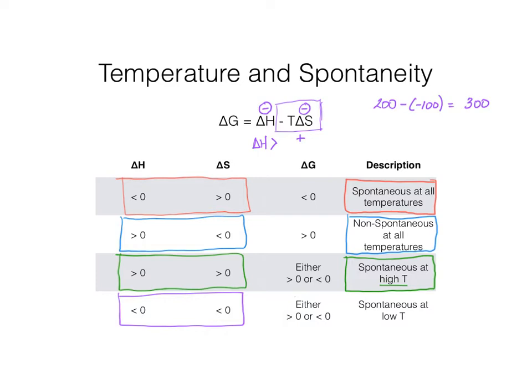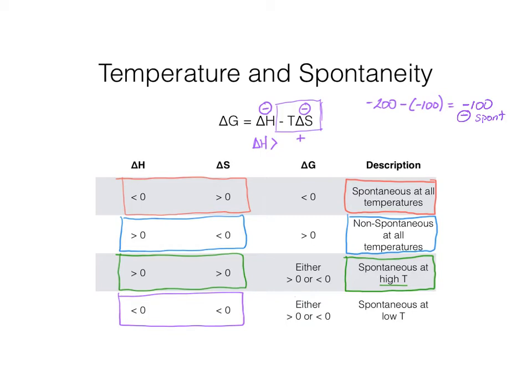Hold on. I see my problem. So this needs to be a negative 100 because we said that delta H is a negative value. And so what we get is a negative 100, and we have a negative value, and so things are spontaneous.